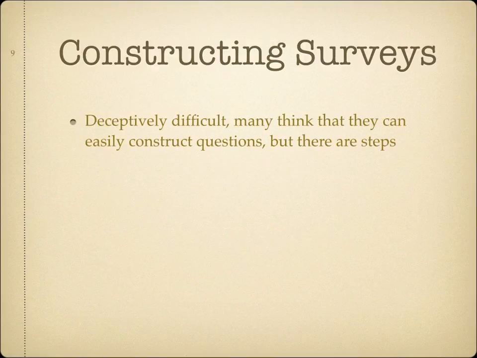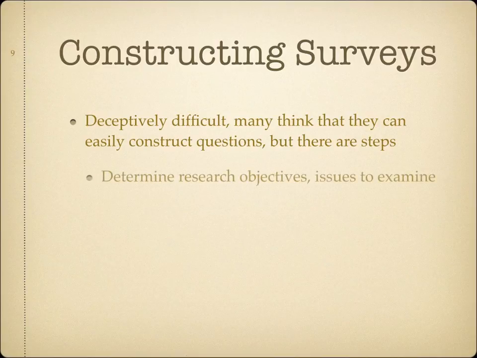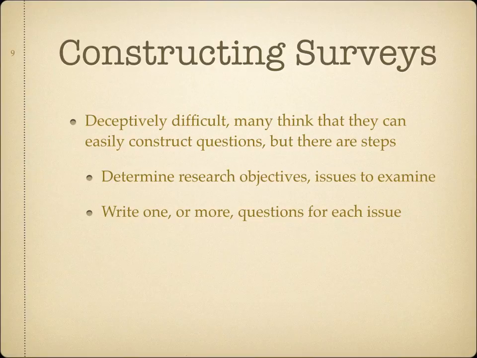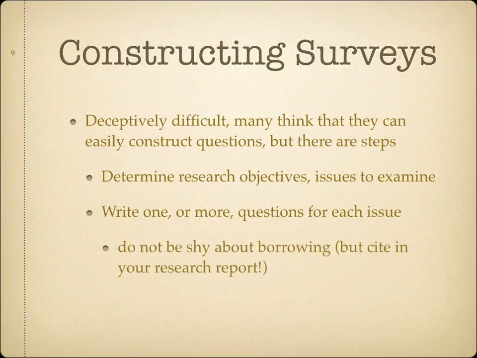Now, how we go about constructing surveys is important to get a handle on because it is deceptively difficult. Many people think they can easily construct questions. All you have to do is just start writing things, and of course people will give you responses. You have to determine what your research objectives are. What is the issue you want to try to examine? What are you after in your data? You write one or more questions for each issue. And you don't want to be shy about borrowing, but you do make sure that you cite where you got material from in your research report. Using borrowed questions from other surveys often has the advantage of allowing you to make comparisons to the previous work by others, and that can be advantageous in terms of interpretation.